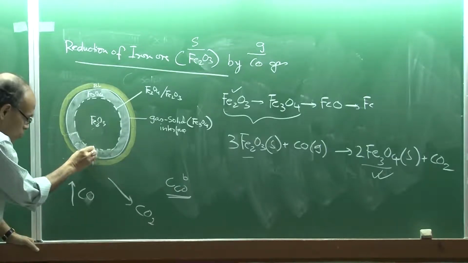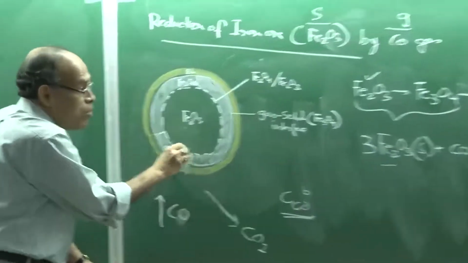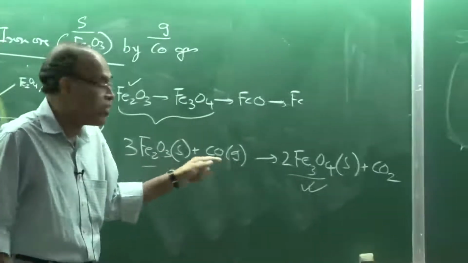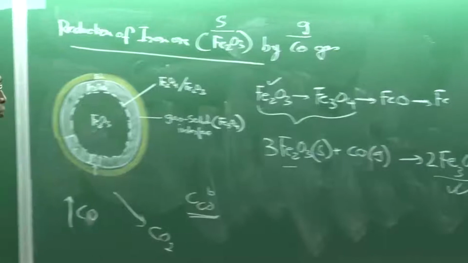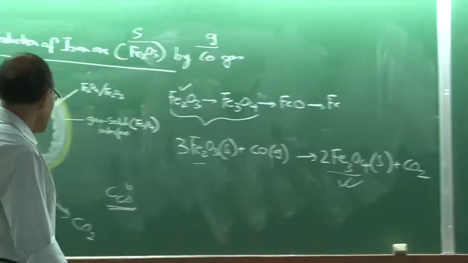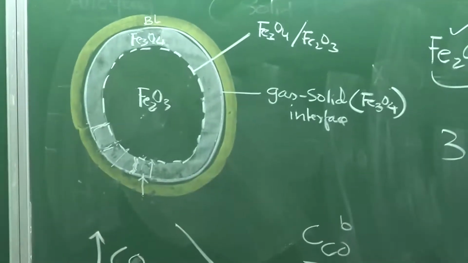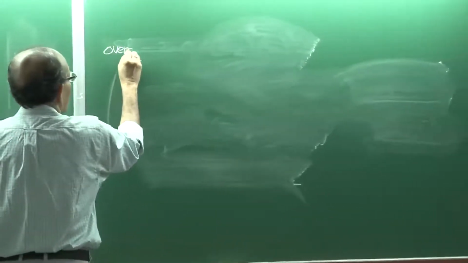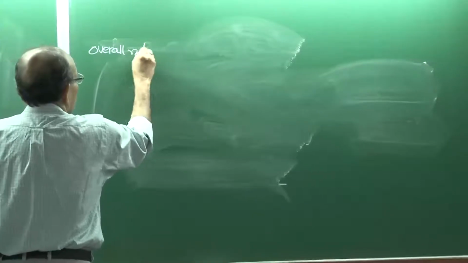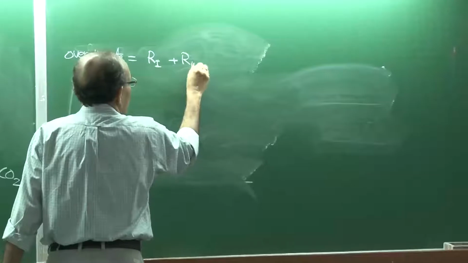moves via diffusion across the solid layer and reaches here, and only that much carbon monoxide is available, which, in accordance with this particular reaction, causes carbon dioxide to be produced and at the same time reduces Fe2O3 into Fe3O4. Now, as far as boundary layer mass transfer, for the first step, the rate of the first step, and the overall rate, therefore, I will say the overall rate is rate of process 1, rate of process 2, and rate of process 3.